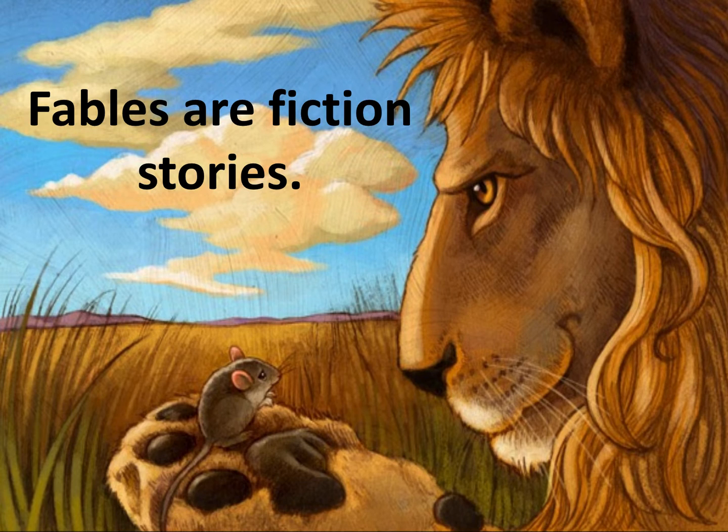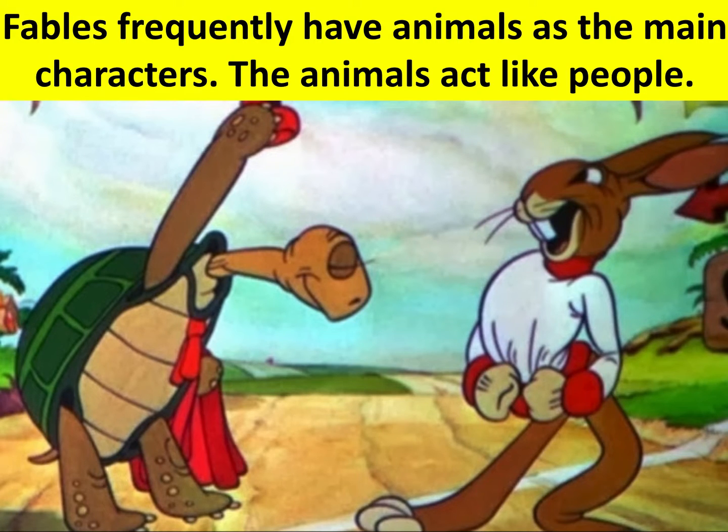Fables are fiction stories. That means that they are fake. They're made up. They have not happened before. One of the things that makes fables fiction is that fables frequently have animals as the main characters, and the animals act like people. So here's a great example of the tortoise and the hare, and they are having a running race with each other. They're wearing human clothes and they're having conversations with each other. That would never happen in real life.